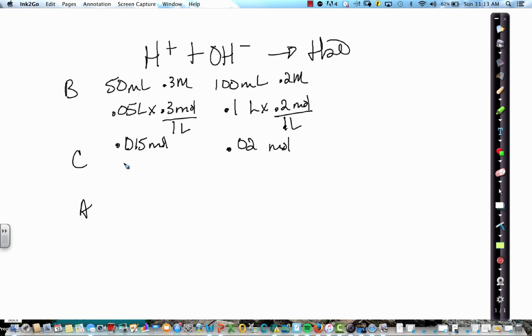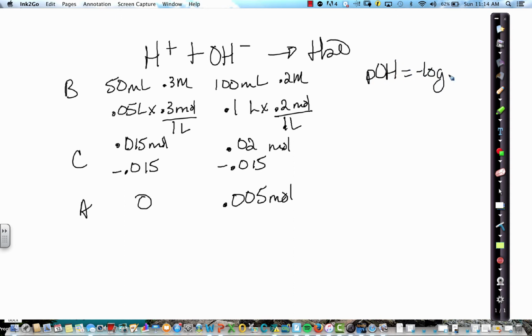This time the acid is less. So we're going to subtract the acid. So the acid will be 0 here. And then for the base, I will have 0.005. Okay, so this is for the hydroxide this time. So if I plug it into the pH equation, technically I'm going to get my pOH, which is equal to the negative log of hydroxide.